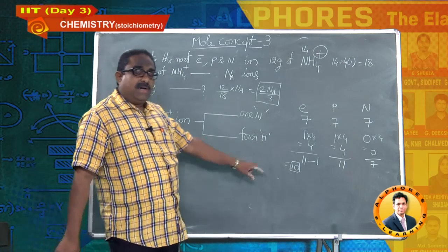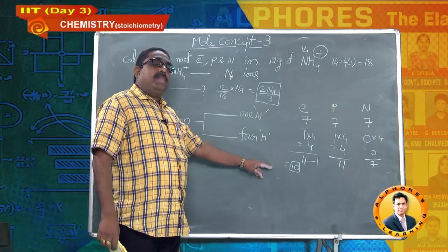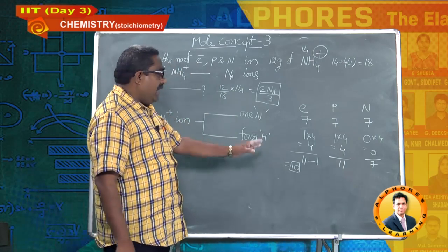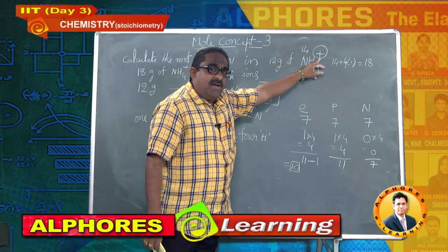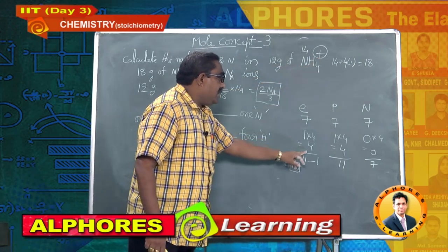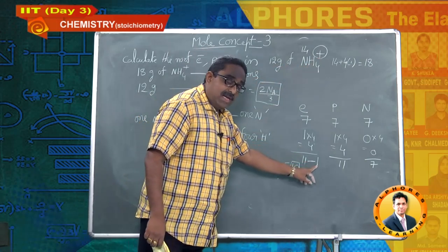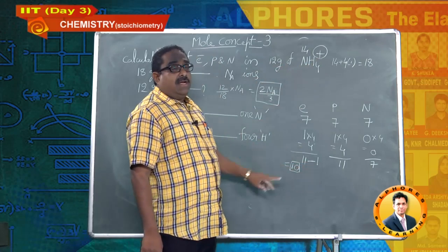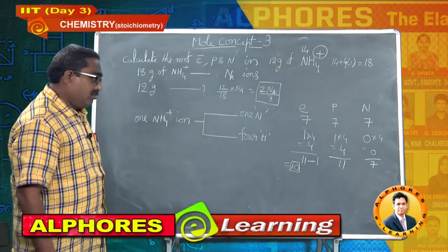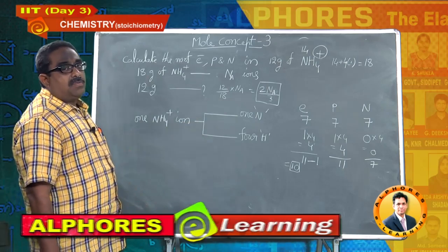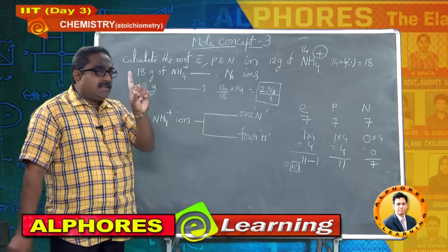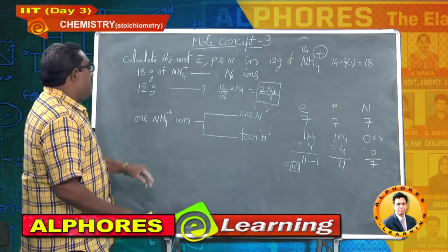This is the important step here in this question when compared with the previous question. That is, one positive charge is there, it means loss of 1 electron. So from the total number of electrons you should subtract 1 electron, and finally you will get only 10 electrons. Now I have got the number of electrons, protons, and neutrons present in a single species of ammonium ion.